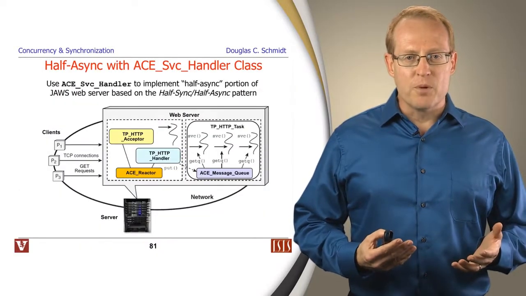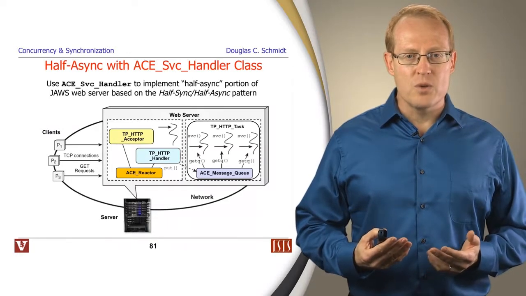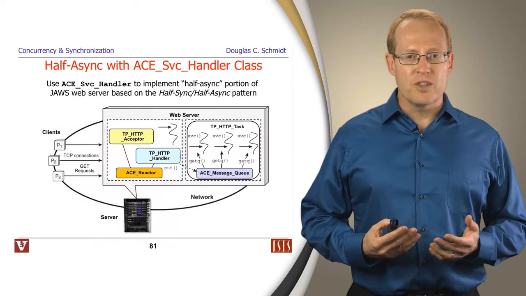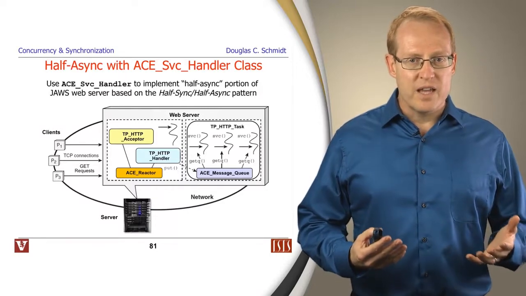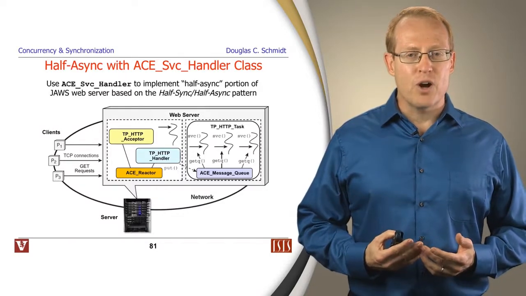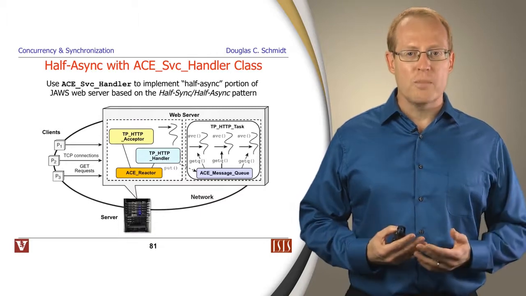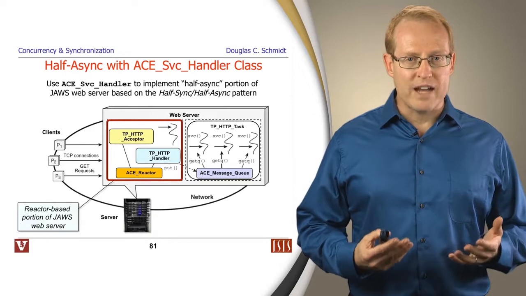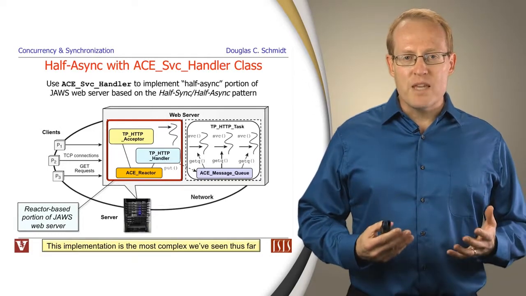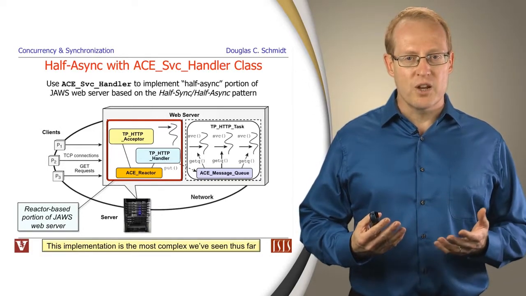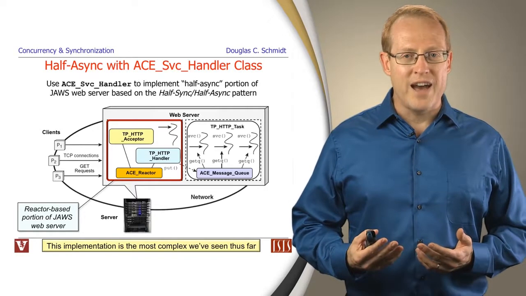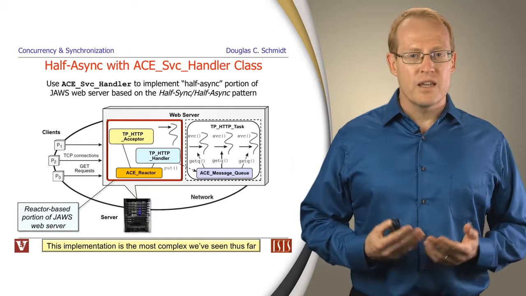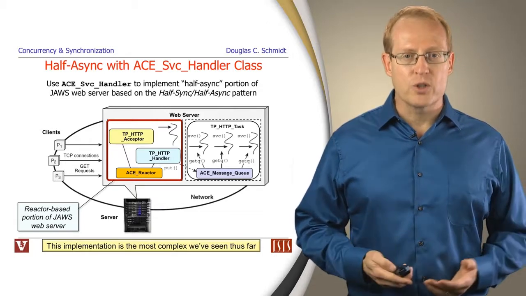This particular example will start by exploring the use of the ACE service handler in order to provide the reactive portion of this half-sync, half-async pattern. If you recall, we have a reactor portion on the bottom and an active object portion on top. And we'll start by talking about the reactive portion. There are a lot of pieces to discuss in this example, and so it's important to have an understanding of the pattern in order to figure out how the pieces interact with each other and how they're structured.